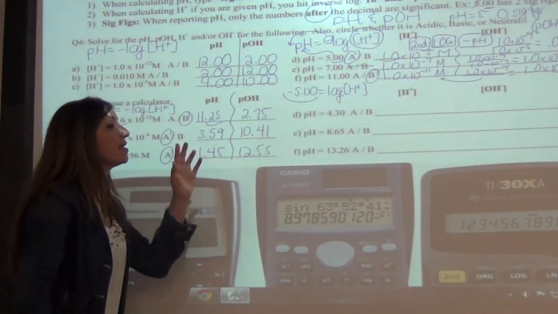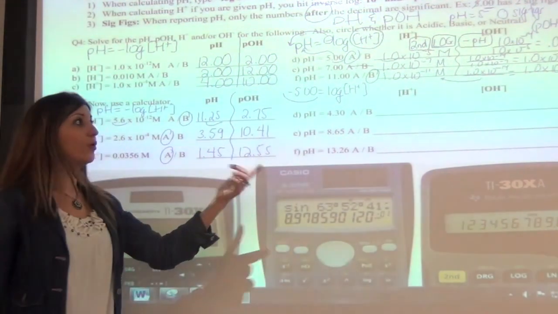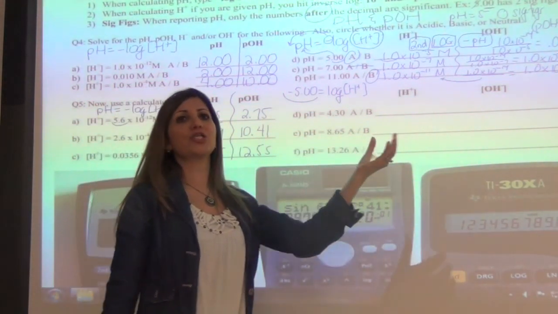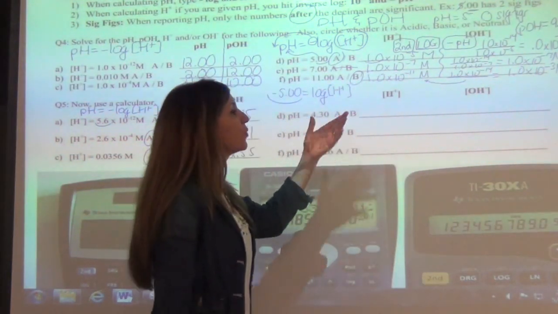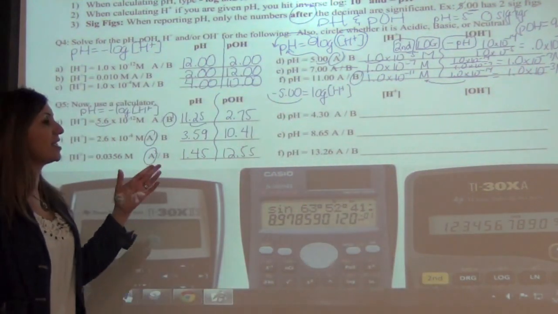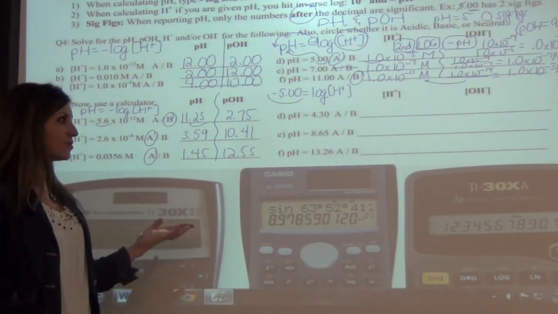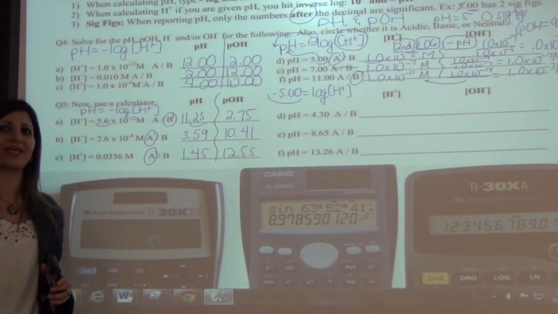And I know that because the exponents have to add up. When you multiply them together, you're actually adding, and so it's negative 11 plus a negative 3, which is equal to negative 14. So I'm just using the equation H plus times OH minus gives me 1 times 10 to the negative 14.